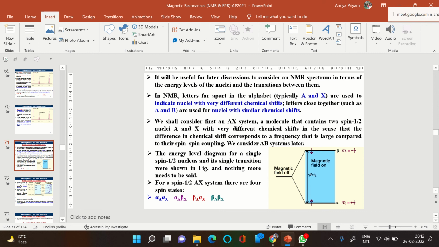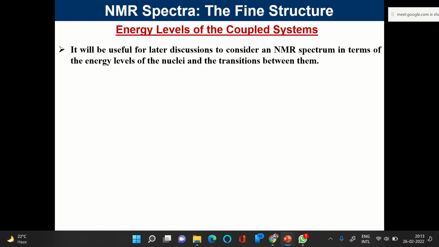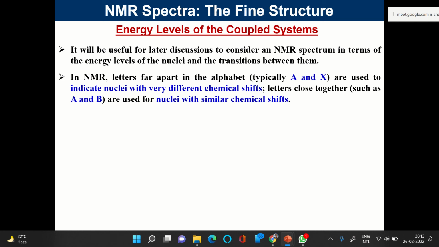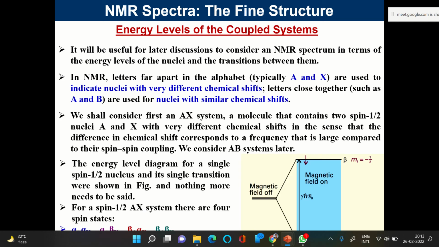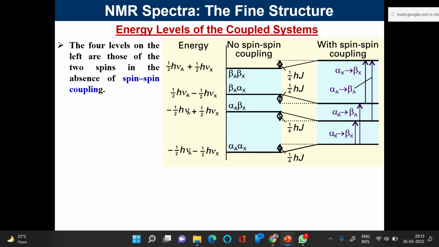So when one of them is alpha, another one is beta. So alpha A beta X, beta A alpha X. So these are four different possibilities that we can have. And now we can draw, accordingly, the energy level diagram for both the things. And this will be something like this.